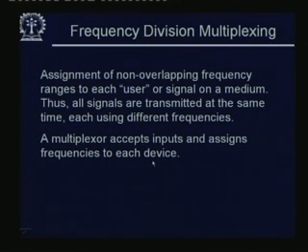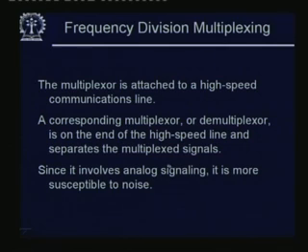So, it is the assignment of non-overlapping frequency ranges to each user or signal on a medium, thus all signals are transmitted at the same time, each using different frequencies. A multiplexer accepts inputs and assigns frequencies to each device. The multiplexer is attached to a high speed communication line, because all these frequency bands for individual users are going to add up to a fat range of frequencies. So, the communication line must be able to handle this whole frequency range, or in other words the communication line has to be high speed. A corresponding multiplexer or demultiplexer is on the end of the high speed line and separates the multiplexed signal, because on the other end you have to separate them out.